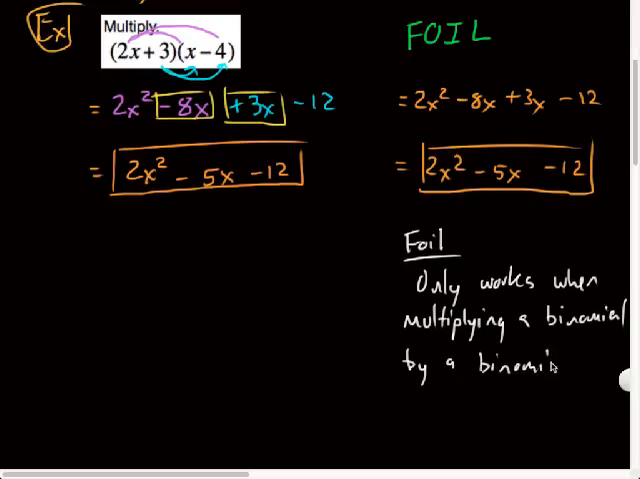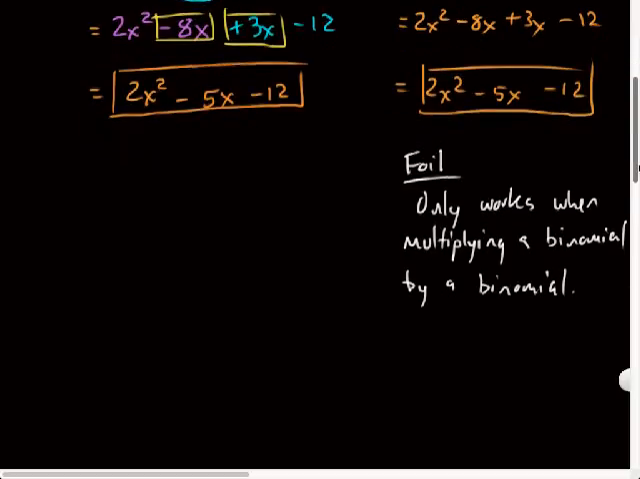All right. So it's weak in that sense. I mean, sure, it's a great little way to remember this stuff, perhaps, but it only works when I happen to have a binomial times a binomial, where this distribution technique, in fact, will work for all size polynomials that I'm multiplying. And to prove that point, we'll take a look at this next little example.